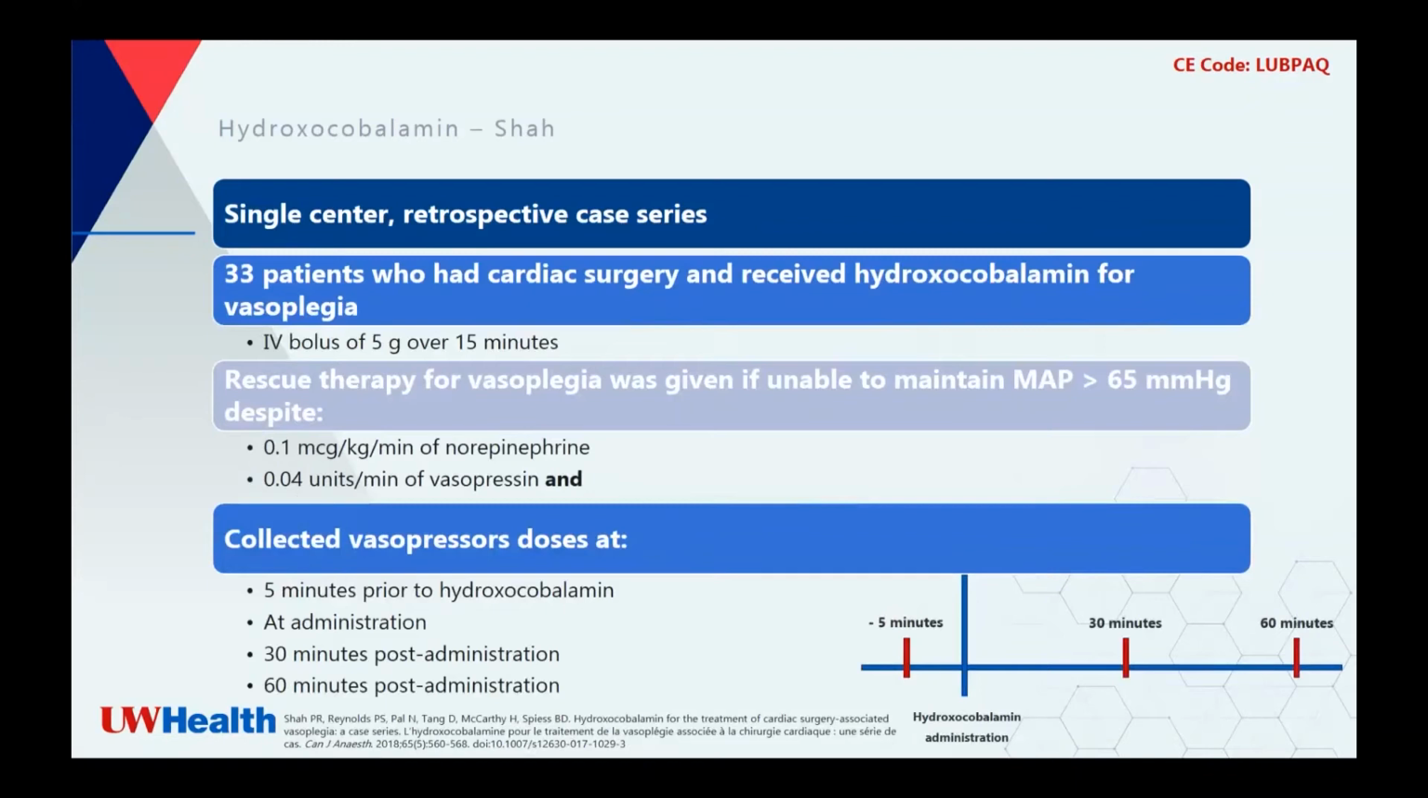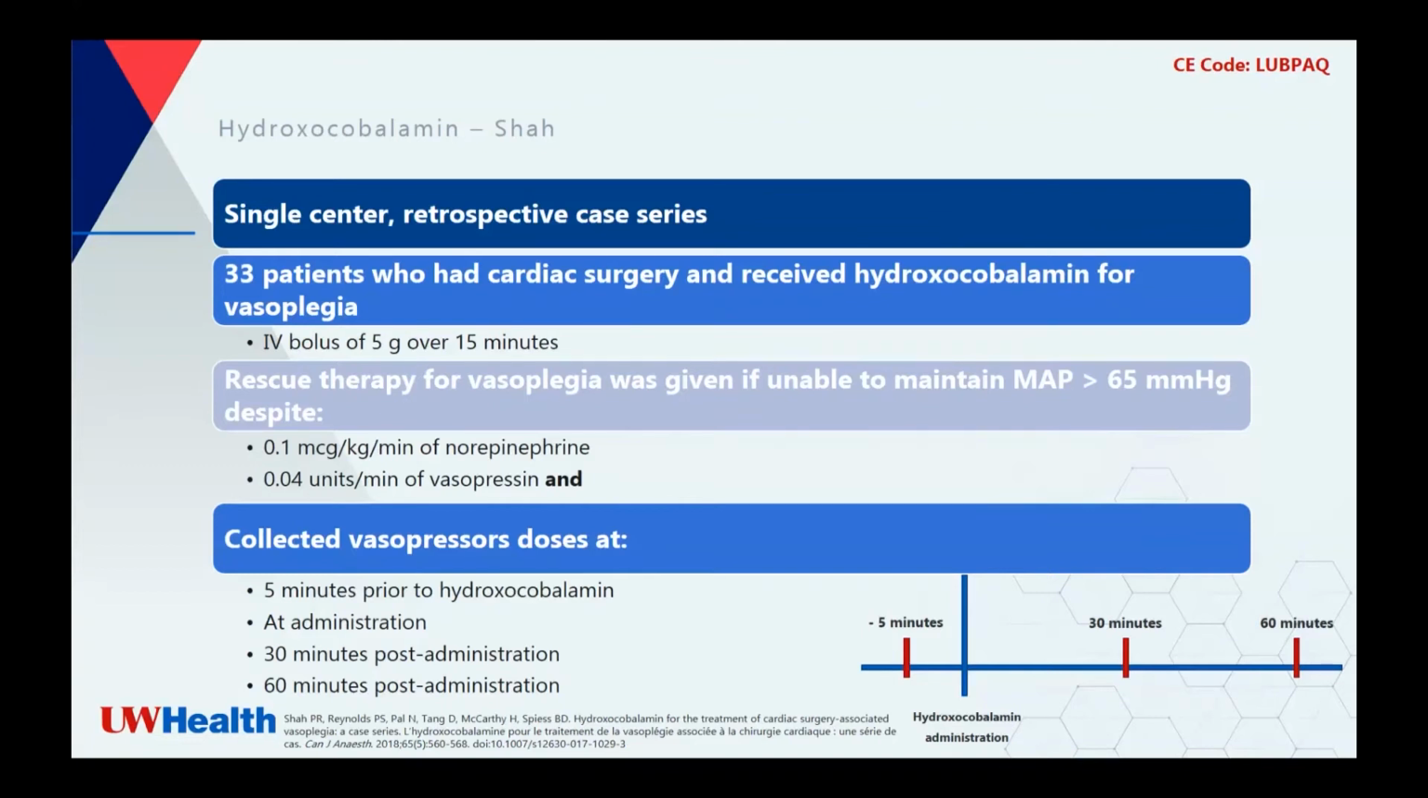So the first study I'll discuss for hydroxocobalamin is a small retrospective case series. And this studied 33 patients who had cardiac surgery and received hydroxocobalamin for vasoplegia. They got it as a 5-gram bolus over 15 minutes. The patients who received hydroxocobalamin were patients who had vasoplegia refractory to at least 0.1 mcg/kg/min of norepinephrine, and 0.04 units per minute of vasopressin, but then also, it's cut off here, but they also had to be on 0.1 mcg/kg/min of epi.